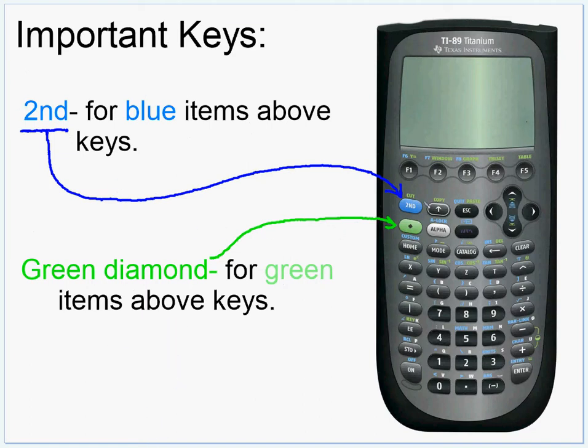So first, let's do some of the basics here. We've got these two keys up in the upper left corner. We have a blue key, that is the second function key for the blue items above each key. We also have the green diamond key for the green items above each key. So you'll hear me say second function this or green diamond that to know what button to push.